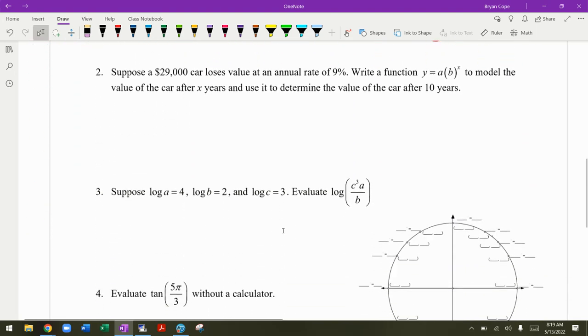Okay, number 2. Suppose a $29,000 car loses value at an annual rate of 9%. So everybody write r equals 0.09. Write a function y equals a b to the x to model the value of the car after x years and use it to determine the value of the car after 10 years. Okay, what's a? 29. Good job, 29,000. What's b?